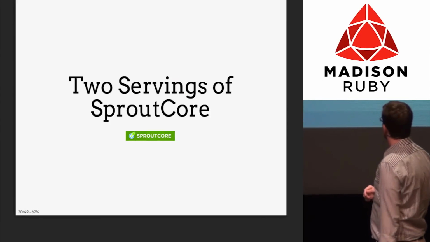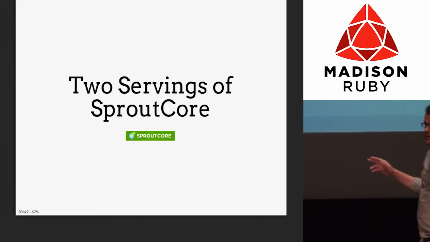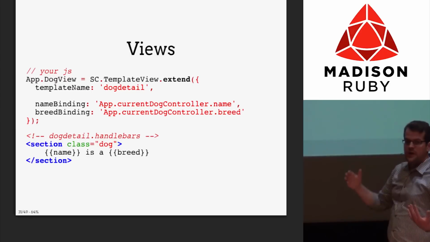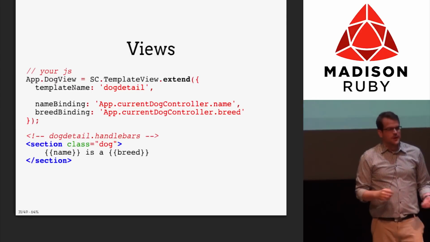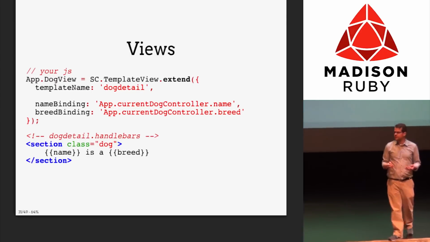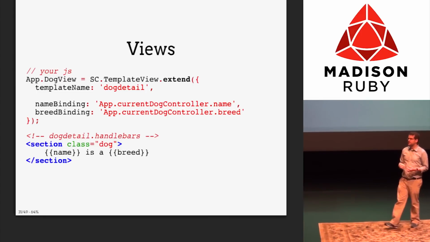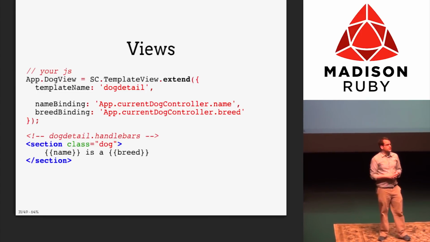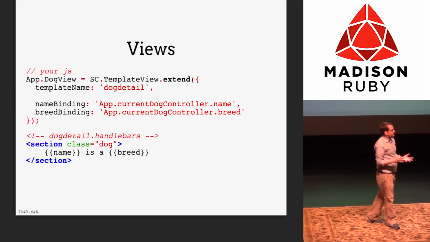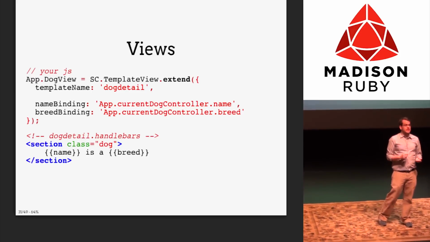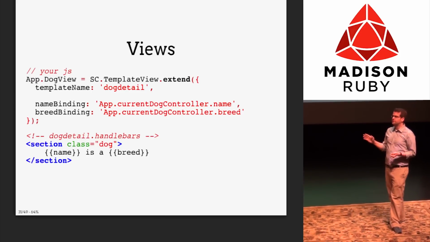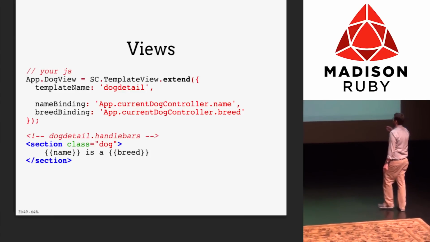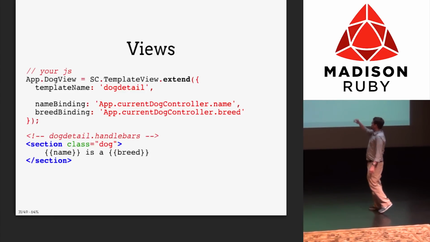abilities to interact. All right, so let's look at two quick examples in SproutCore. SproutCore and Backbone both have this concept of views. These views are a little bit different than what we think of in server views because they make distinctions between the template, the HTML that's going to be rendered, and this class that wraps the functionality and behavior associated with that template. So in this case, we have this dog view that wraps this dog detail.